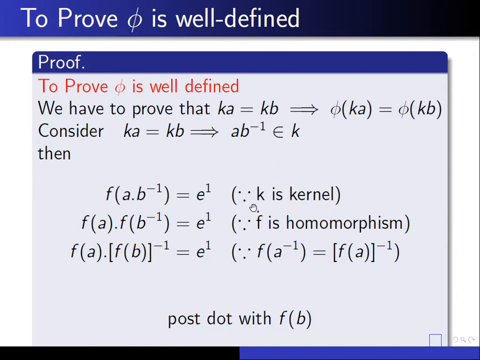Next, f of A into B inverse can be written as f of A into f of B inverse is equal to E dash. Why? According to the definition of homomorphism, f of AB can be written as f of A into f of B, so we write this as f of A into f of B inverse.